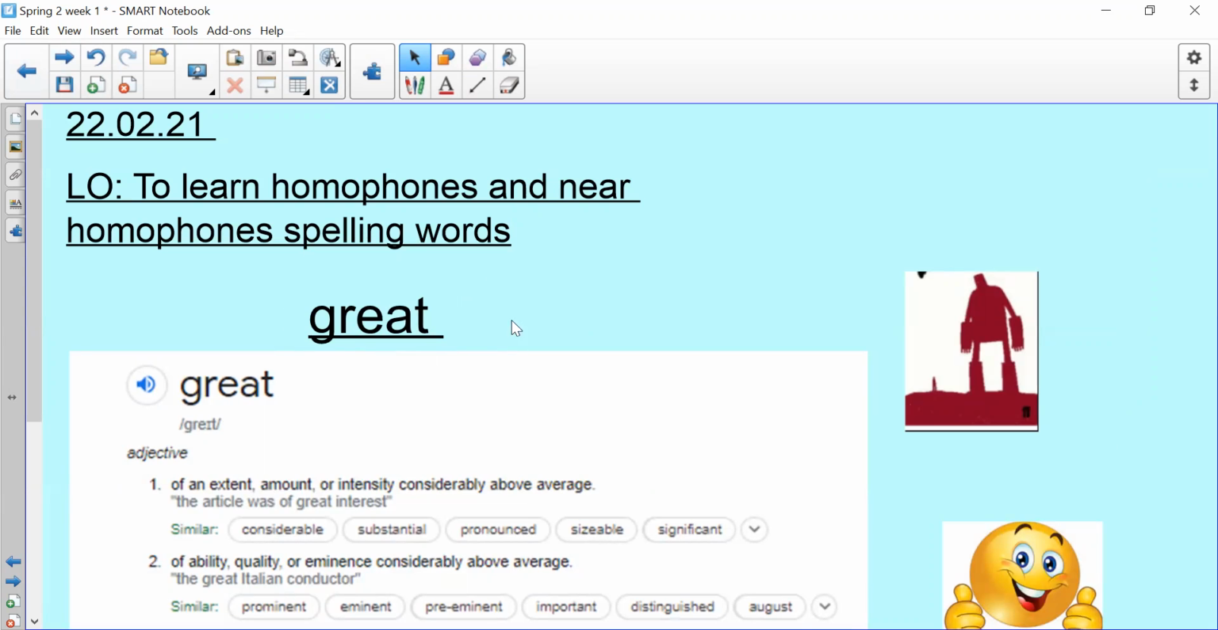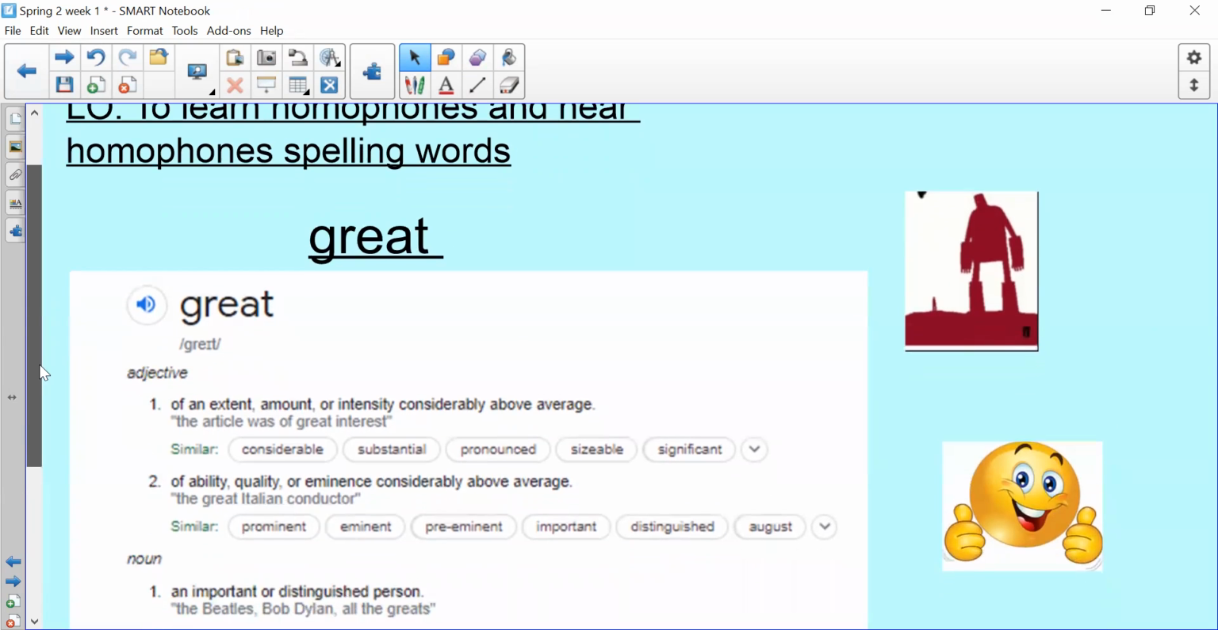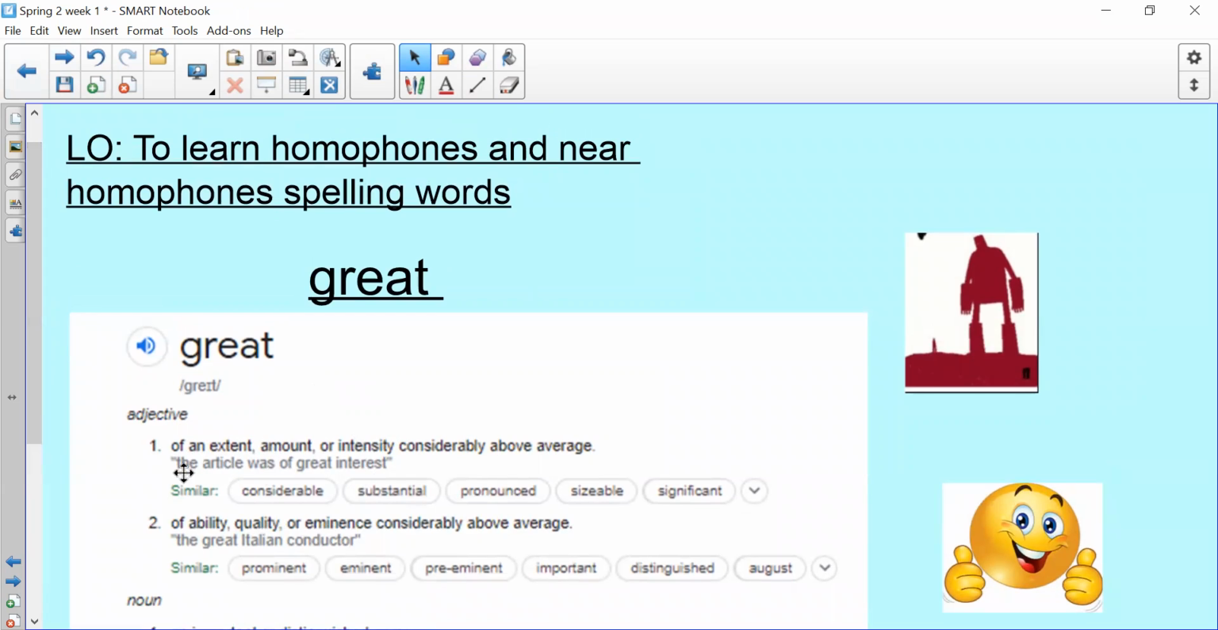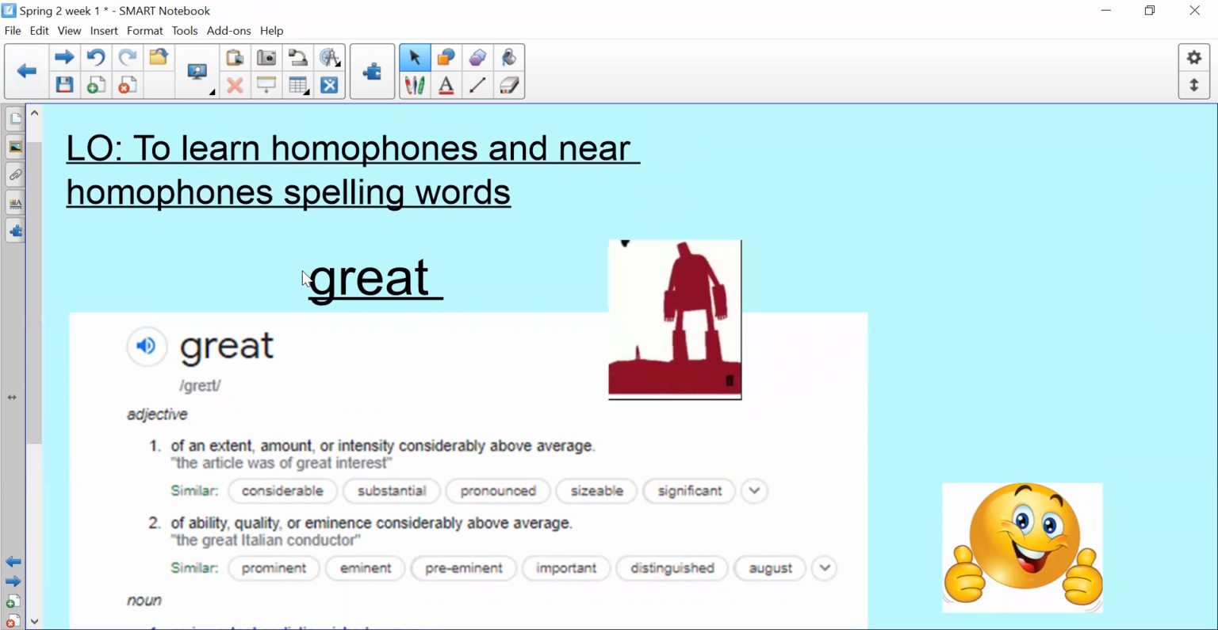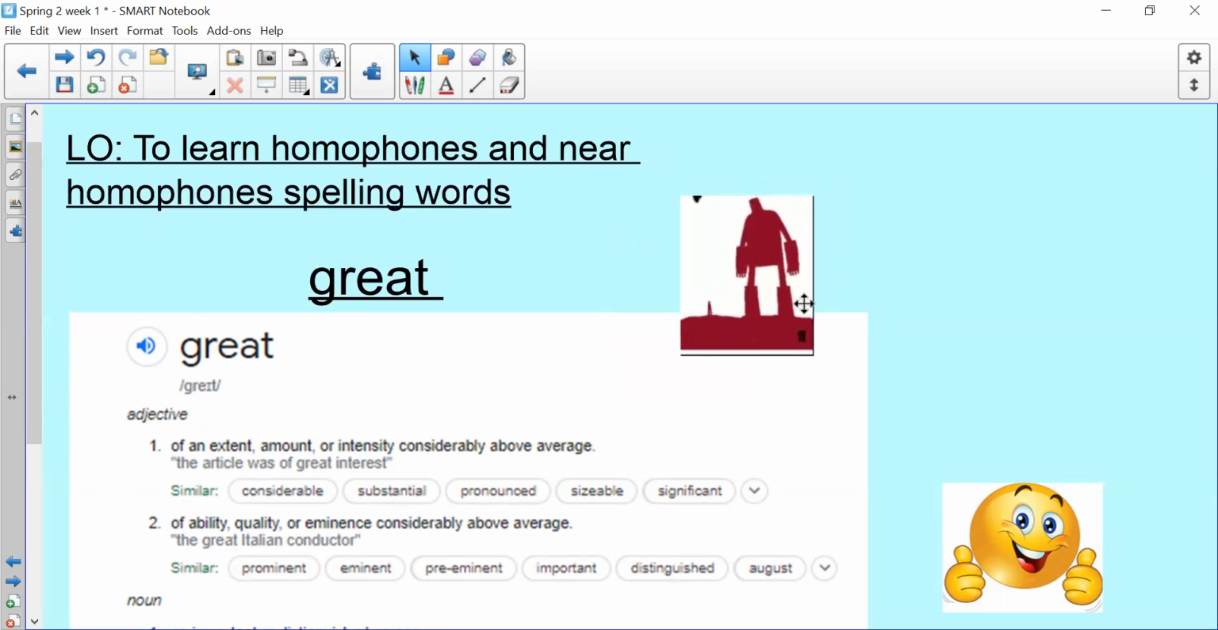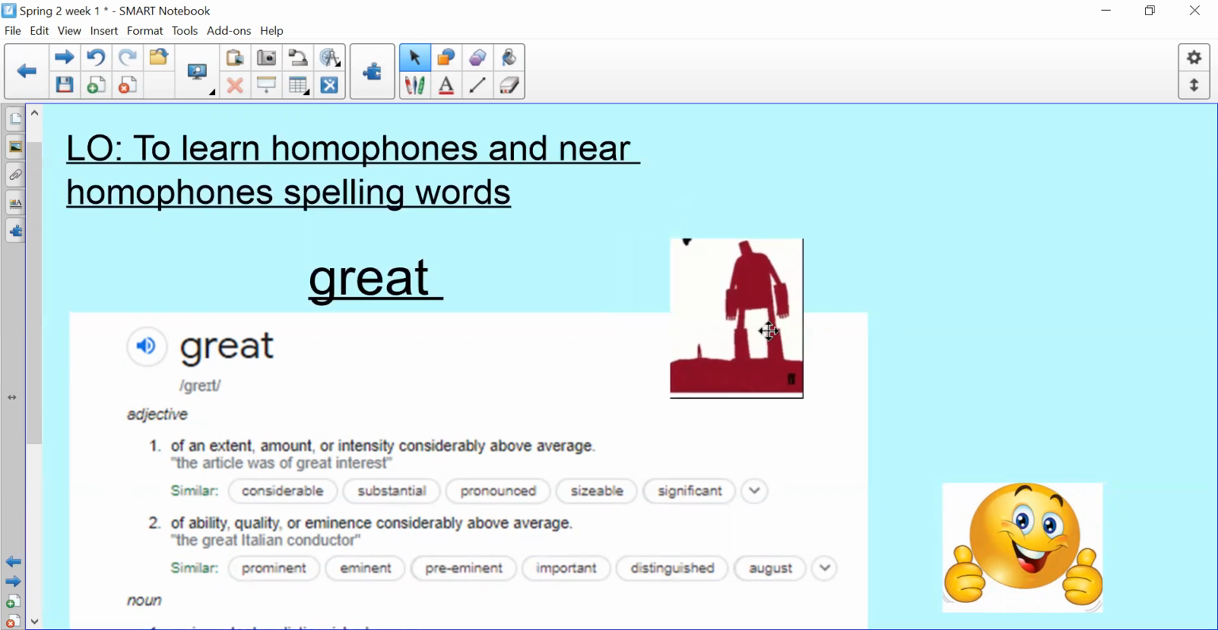Okay, now great spelt like this. So we've got two adjective meanings. And again, I've put a picture of the Iron Man because Ted Hughes, the author, used the word great a lot of the time to describe the Iron Man's size. Okay, so it's an adjective of an extent, amount, or intensity considerably above average. So if you were learning with us last term, he was saying his great iron head, his great iron hands, great meaning massive, bigger than usual.